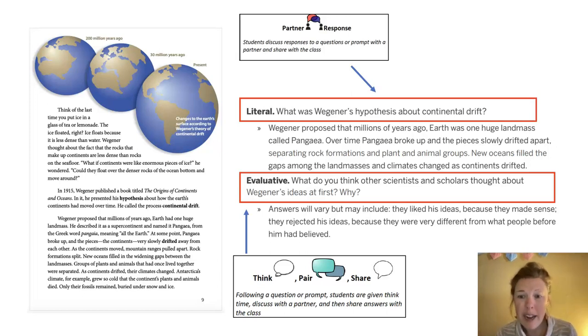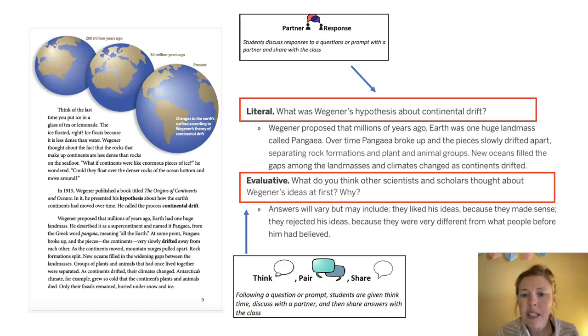Think of the last time you put ice in a glass of tea or lemonade. The ice floated, right? Ice floats because it is less dense, or the substance is less close together than water. Wagner thought about the fact that the rocks that make up continents are less dense than rocks on the sea floor. What if the continents were like enormous pieces of ice, he wondered. Could they float over the denser rocks of the ocean bottom and move around?